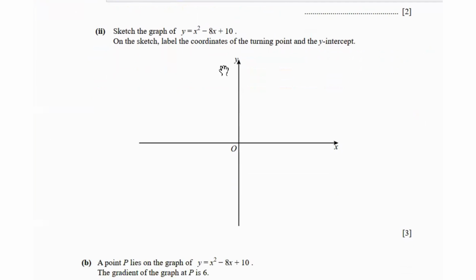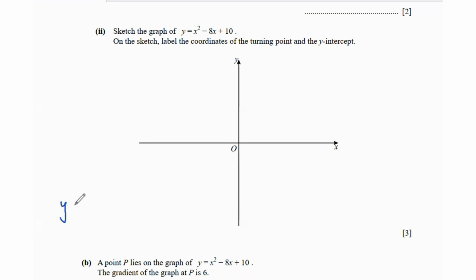Then it says sketch the graph of y equals x squared minus 8x plus 10. On the sketch, label the coordinates of the turning point and the y-intercept. Now this is where your previous answer comes into use.